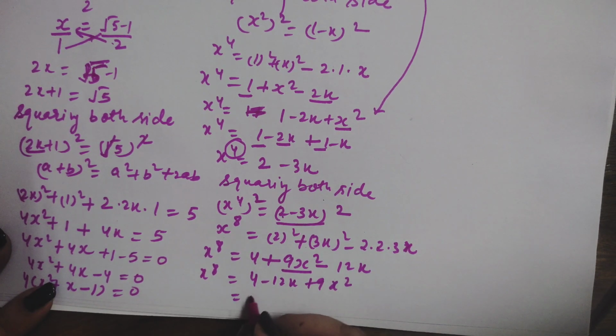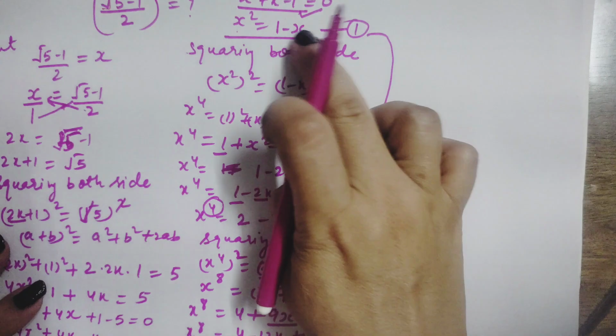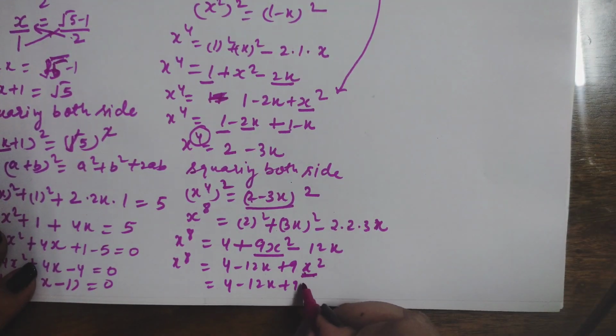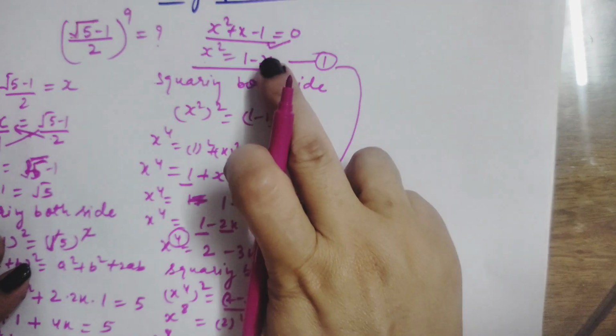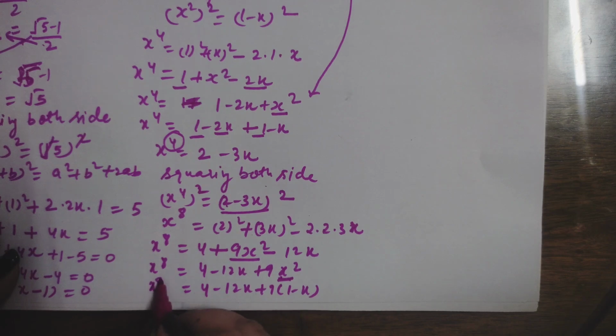Why have we written it last? Because we have to put again this x square value from this equation number 1. So equation number 1 is x square equals 1 minus x. So the x square value is 1 minus x. From which equation? From this equation number 1. Okay, so x power 8 is as it is.